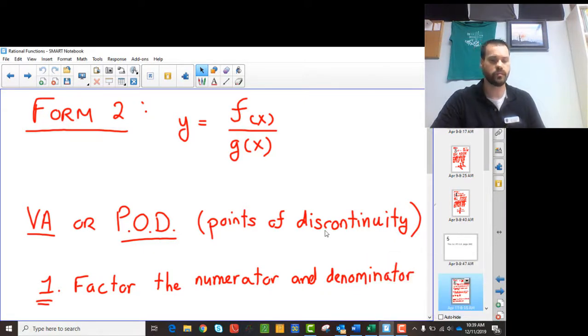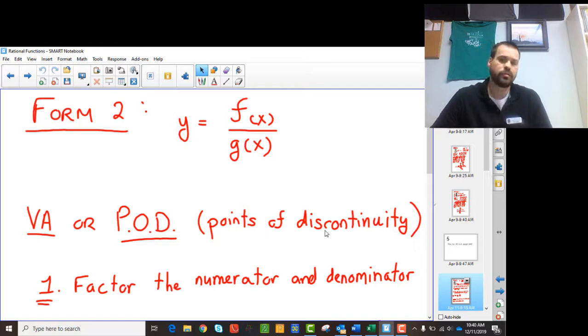We're going to begin talking about the second form of rational functions. We talked last time in the previous video about functions of the form a over x minus h plus k. And so we want to talk about what happens when we have a function of x divided by a function of x.